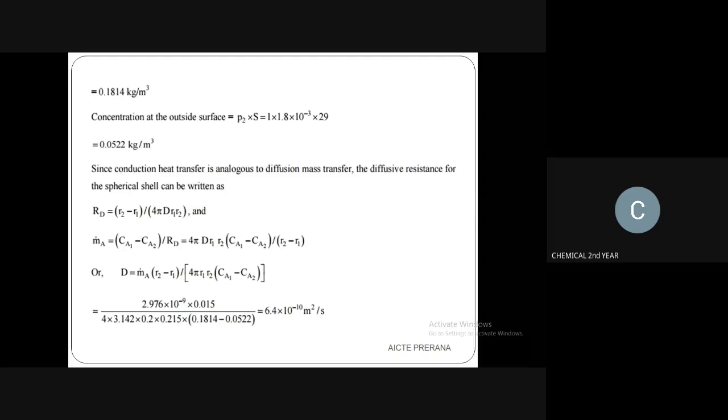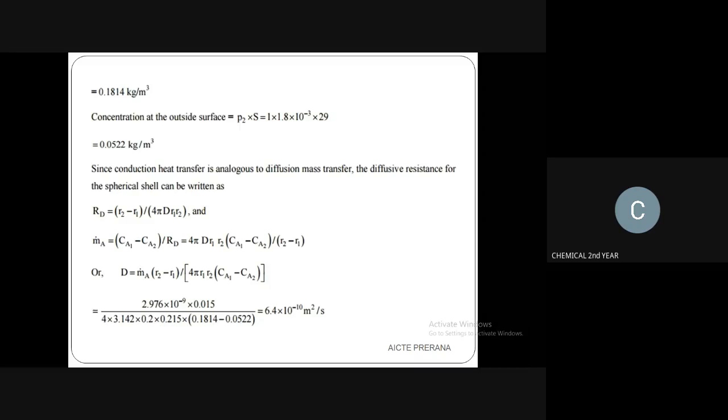RD is equal to (R2 minus R1) divided by (4 pi D R1 R2). And the MA can be written as (CA1 minus CA2) divided by RD, that is equal to 4 pi D R1 R2 (CA1 minus CA2) divided by (R2 minus R1). Or capital D can be written as MA into (R2 minus R1) divided by 4 pi R1 R2 into (CA1 minus CA2). We know all the values.